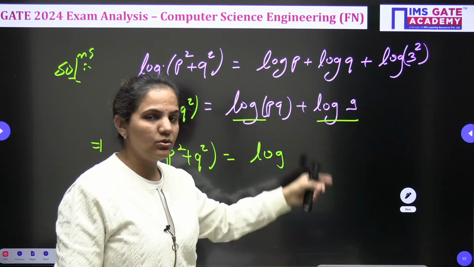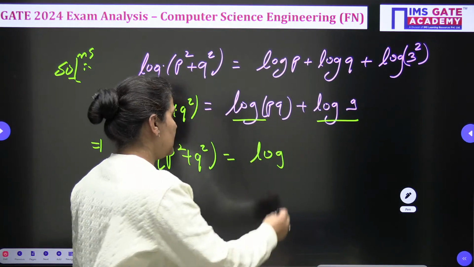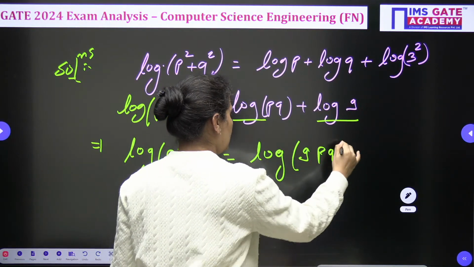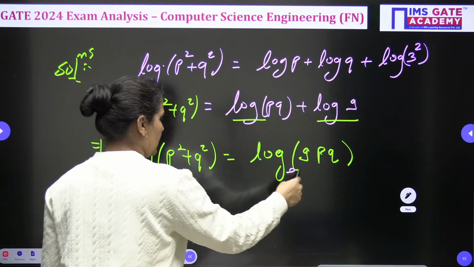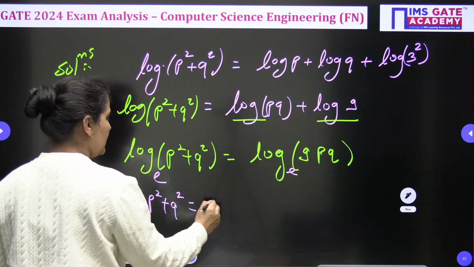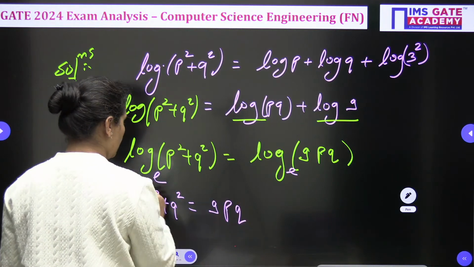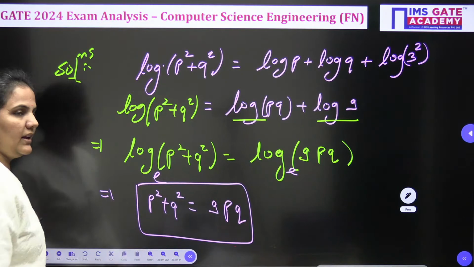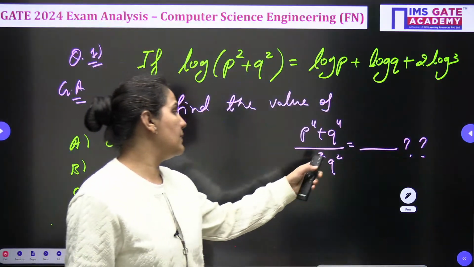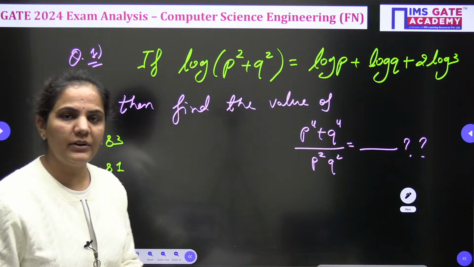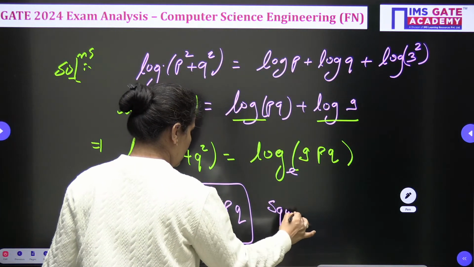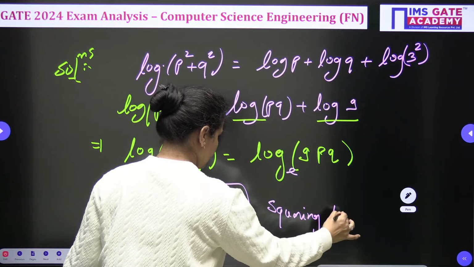Here again we can use log m plus log n, which you can write as log of 9pq. Here we can see the base is the same, so the log will be gone. So directly I can write p square plus q square is equal to 9pq. We need to find the value of p power 4 plus q power 4, so I need to square both the sides.